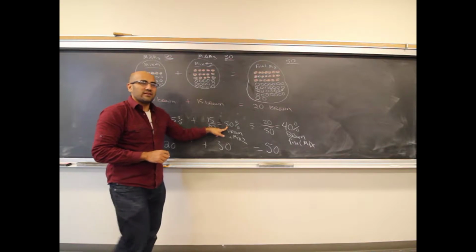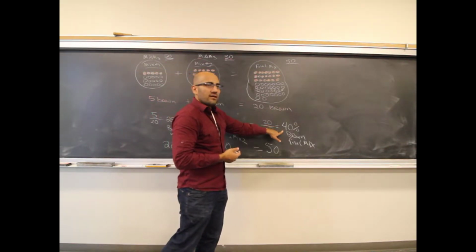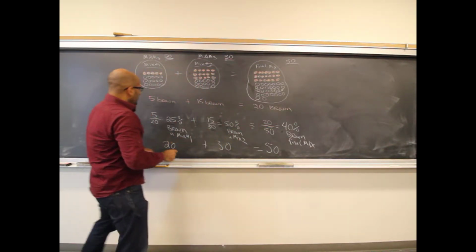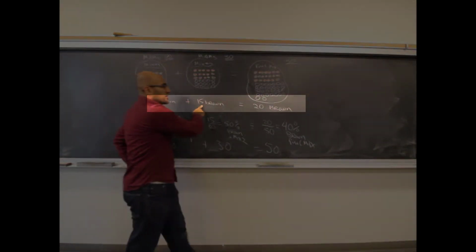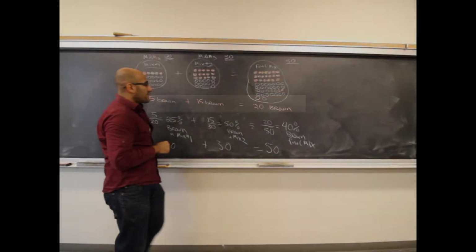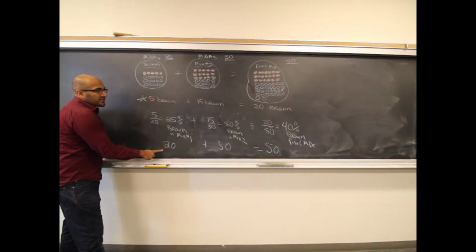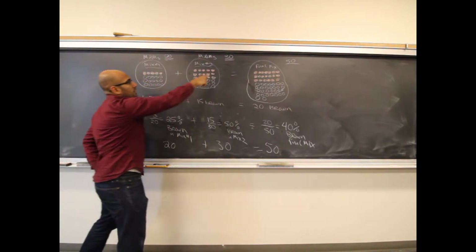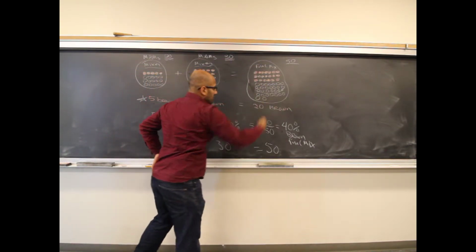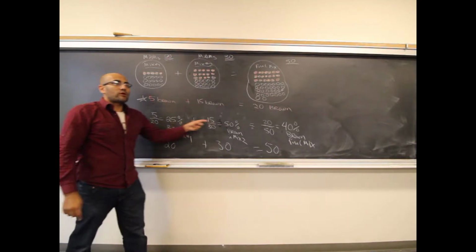25 plus 50, that should be like 75, and that doesn't work out. So this is a true statement, the first one. 5 brown plus 15 brown equals the 20 brown. And the final one is also true, that the original 20 mixture plus the 30 mixture does equal to the 50 mixture, but this one doesn't quite work out.